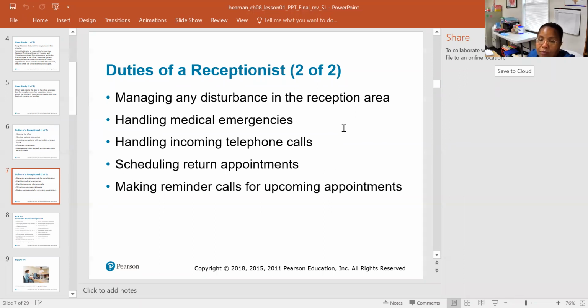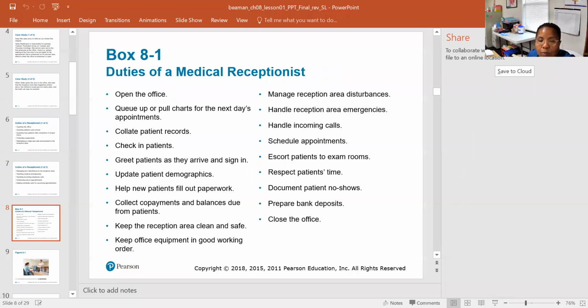Making reminder calls for upcoming appointments. That's the duties of the receptionist. Okay, we just went over that.